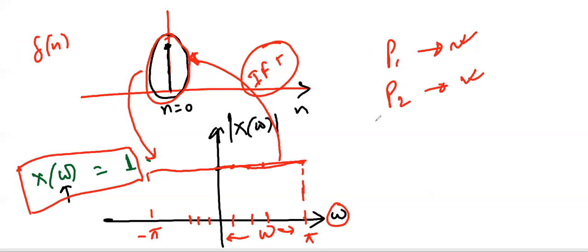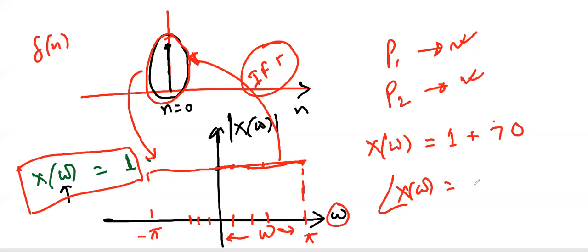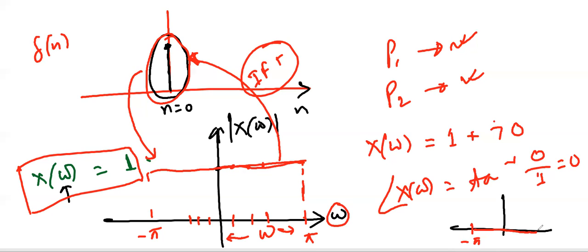There is another part I need to finish here. X omega is equal to 1 plus j times 0, because there is no imaginary part. It shows the phase of x omega. The phase is tan inverse of 0 by 1, which is 0. And if you plot the phase, the phase plot is 0 for any value from minus pi to plus pi.